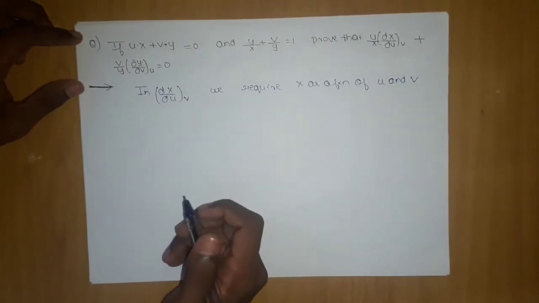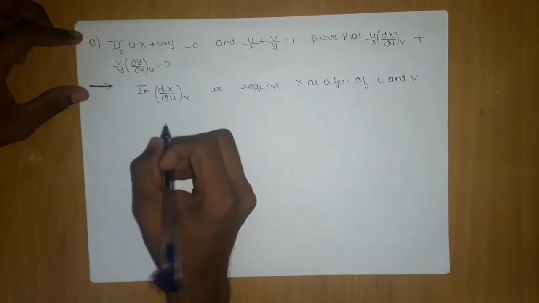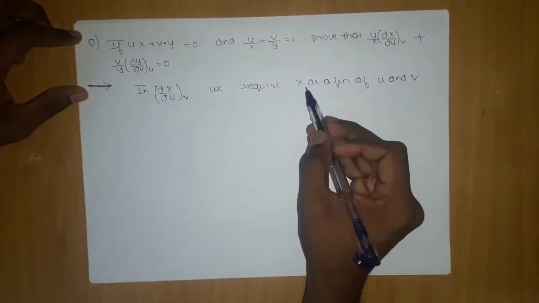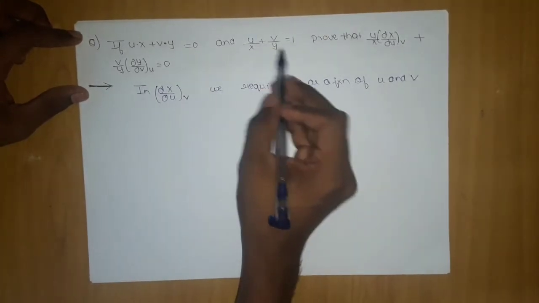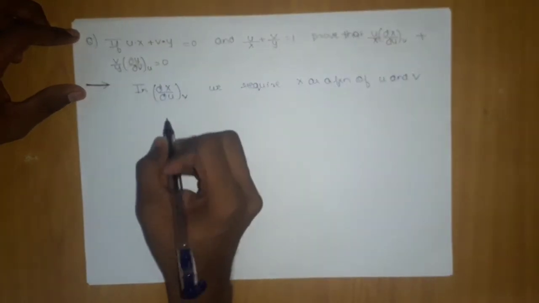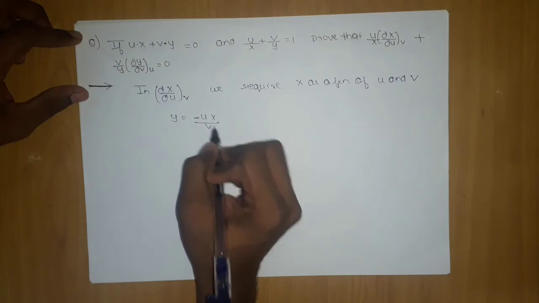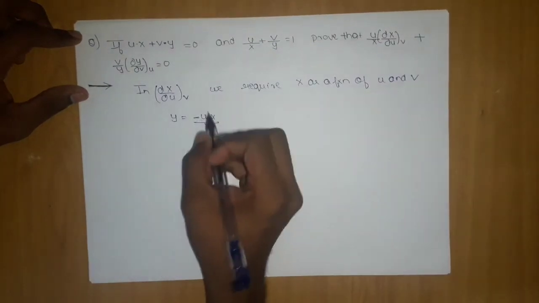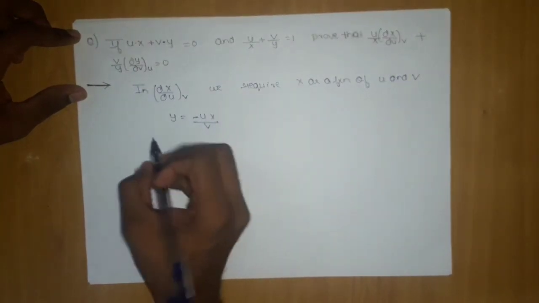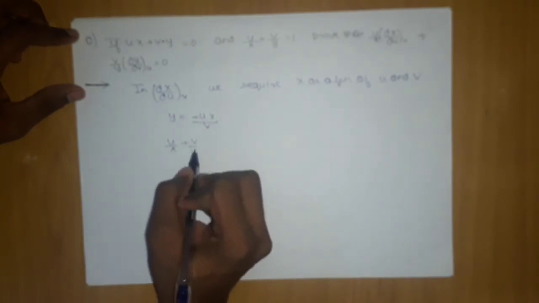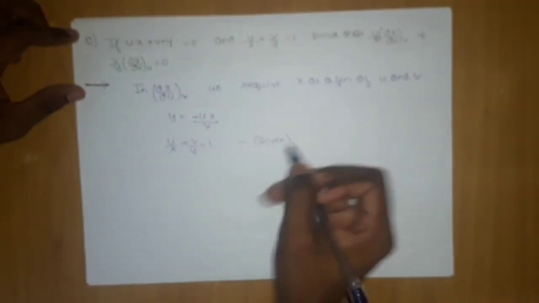So what we are going to do? We are going to eliminate y, because we require x in terms of u and v. The value of y we can get from here: y will be minus ux by v. Now we substitute it in u by x plus v by y equals 1, which is what they have given. If we substitute in it, what are we going to get?